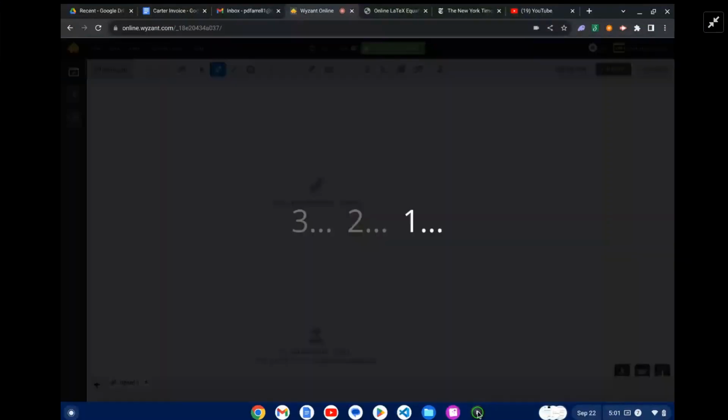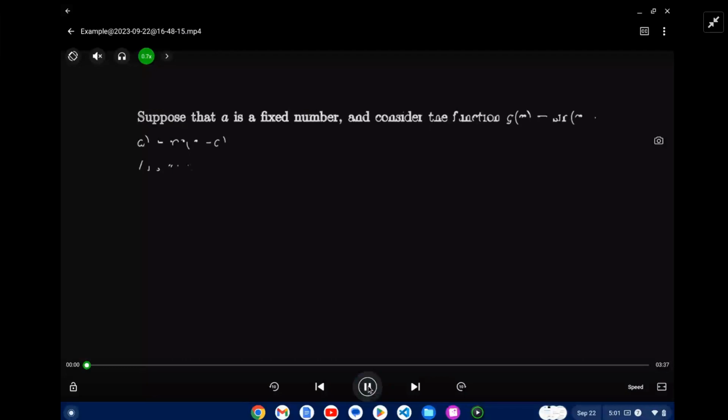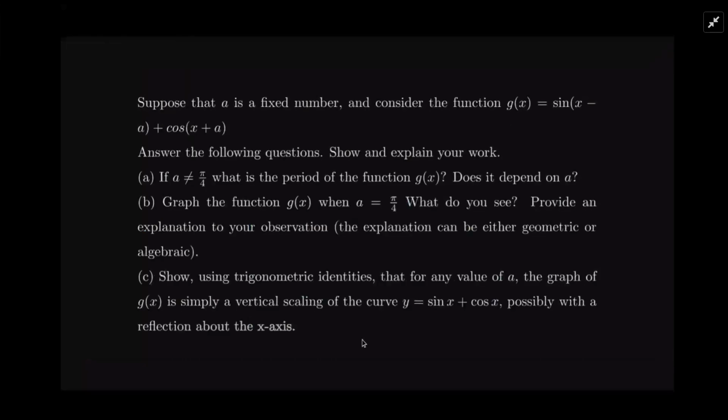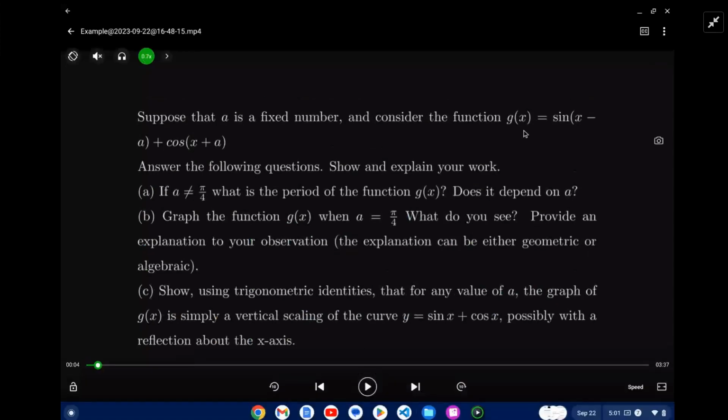Okay, I have an interesting problem. We've got a function here. g of x is sine of x minus a plus cosine x plus a. a is a fixed number, okay? When I see a problem like this, it's a good idea to go to Desmos, I would say, and just put that in. You make a slider, and then this will give you some intuition on what's happening. You play around with values of a.